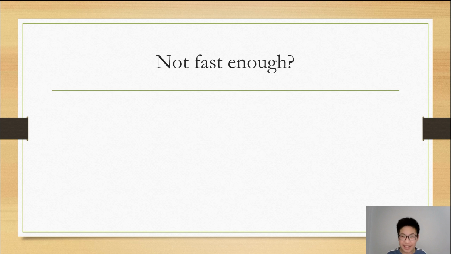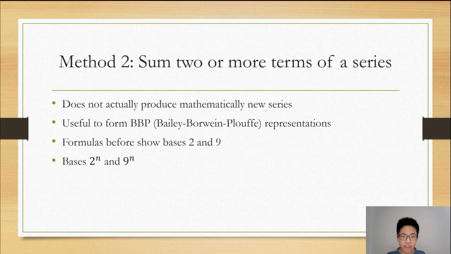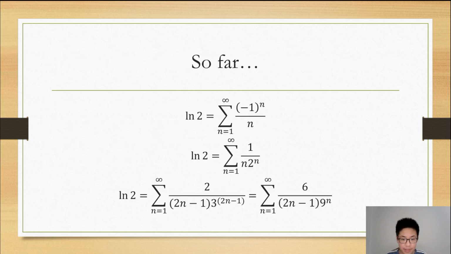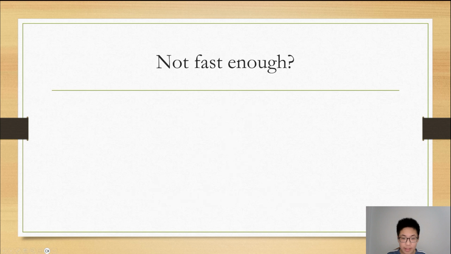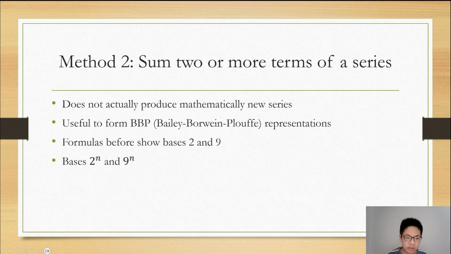Well, definitely, they aren't. Method 2: sum two or more terms of a series. Now this is where the BBP representations come in. The formulas all show bases 2 and 9. So you go back and you see n times 2 to the power of n and 6 over 2n minus 1 times 9 to the power of n. So we can create analogous formulae for bases 2 to the power of n and 9 to the power of n.